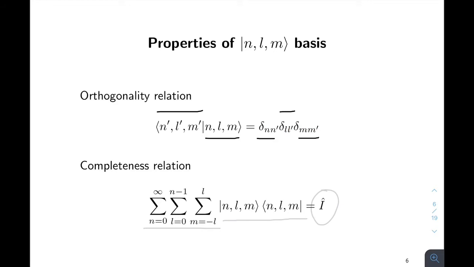The completeness relation is written over here. Over here is the outer product of the nlm vector with itself. This is the projector which projects to the state nlm, and over here we have the summation over n going from 0 to infinity, summation of l going from 0 up to n minus 1, and the summation over m from minus l to l. The sum of all these projectors should be equal to the identity operator. This is the completeness relation.